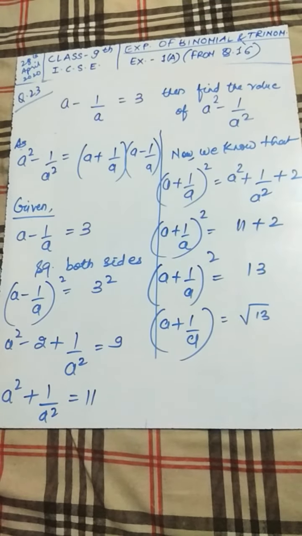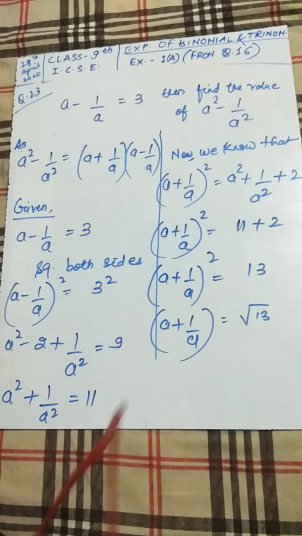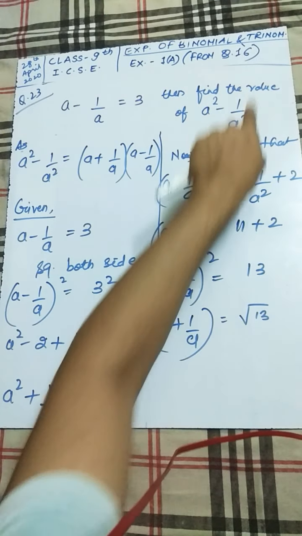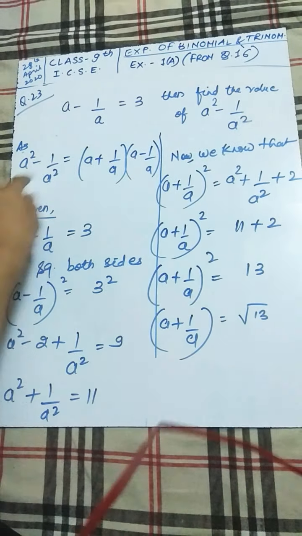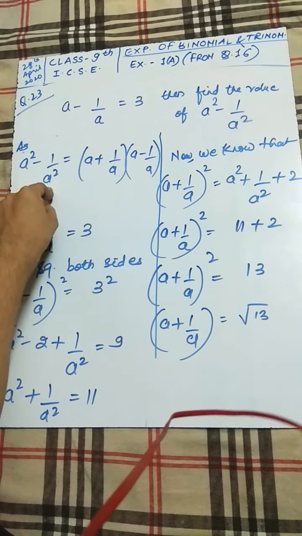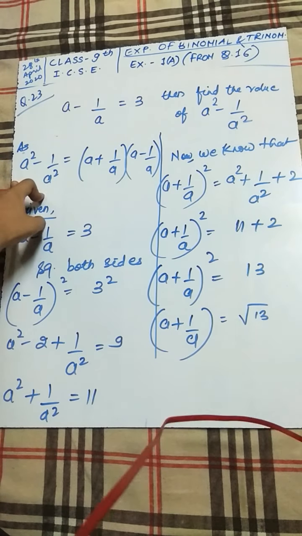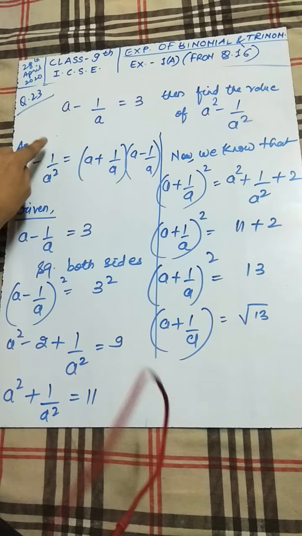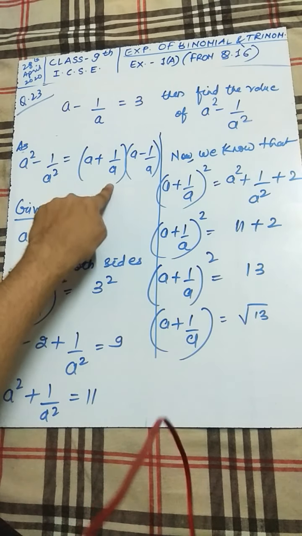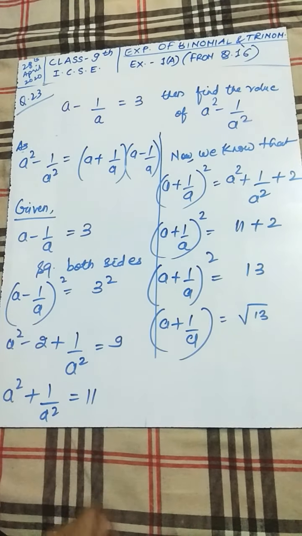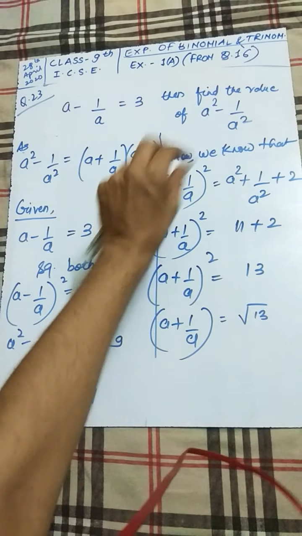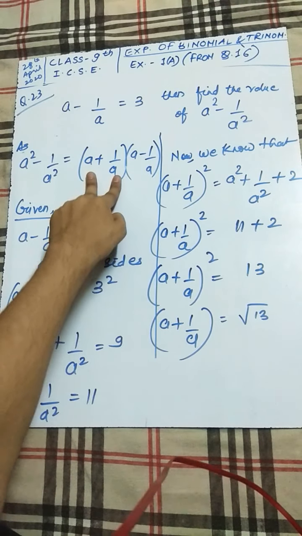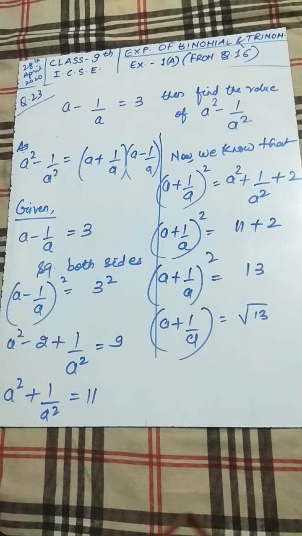Okay, now let us come to the 23rd question. The 23rd question says that if a minus 1 upon a is 3, then find the value of a square minus 1 upon a square. We have to find its value. Since a square minus 1 upon a square follows the identity a square minus b square, we can write a plus b into a minus b, where a is our a and b is 1 upon a. So a plus 1 upon a into a minus 1 upon a. If we can find the value of this one and this one, we can easily get the answer. Now we have a minus 1 upon a value 3, but we don't have a plus 1 upon a value.